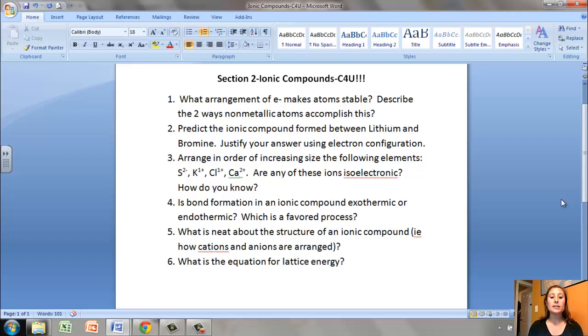Number 4, is bond formation in an ionic compound exothermic or endothermic, and which of these is a favored process? Number 5, what is neat about the structure of an ionic compound? That is, how are the cations and anions arranged? And number 6, what is the equation for lattice energy? So please make your best effort at these, and we'll discuss them in class.